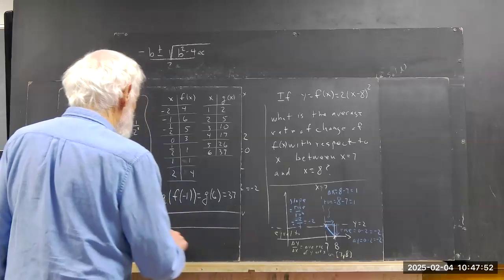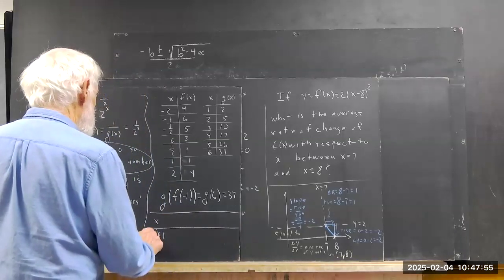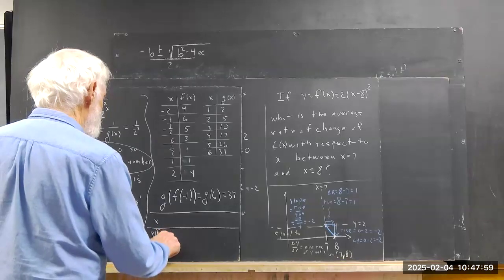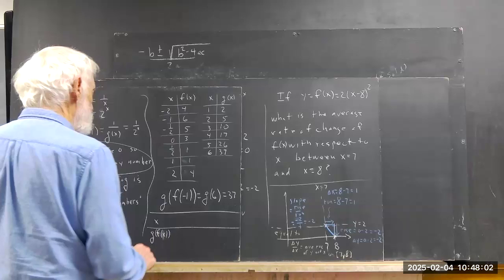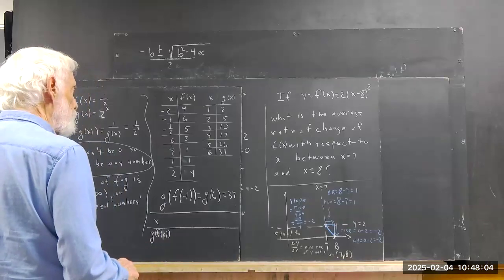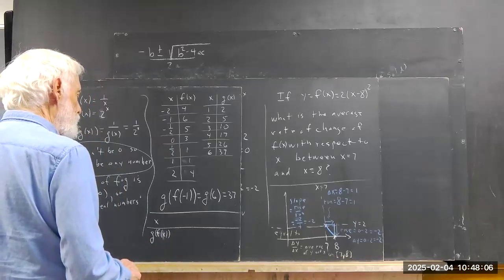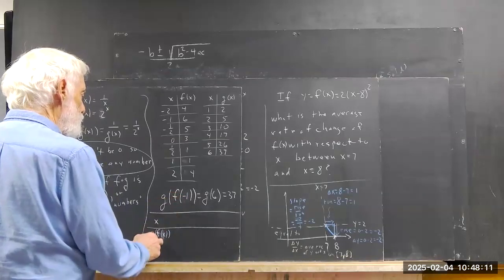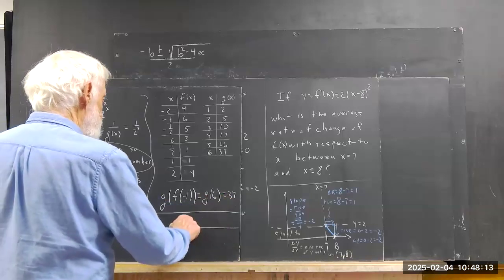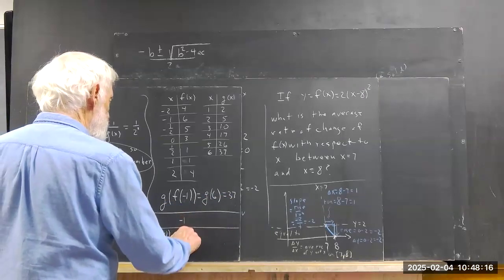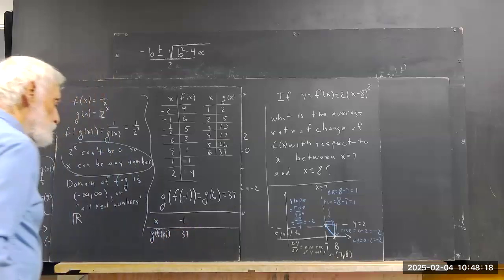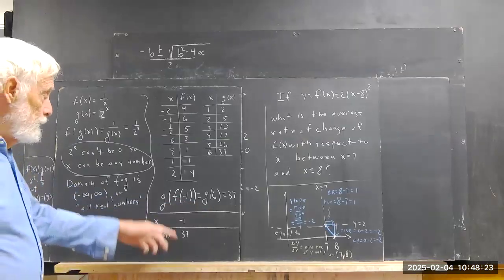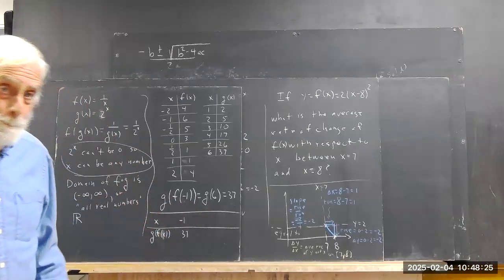Okay, so let's make a table for g of f of x. We know, for example, that when x is -1, g of f of x is 37. So I put -1 here, 37, right? Now, what other x numbers can I evaluate this for?